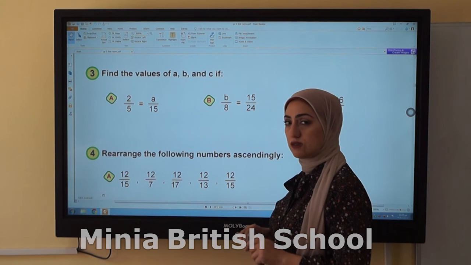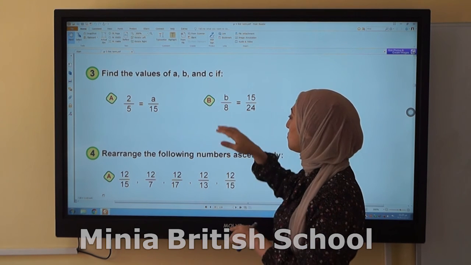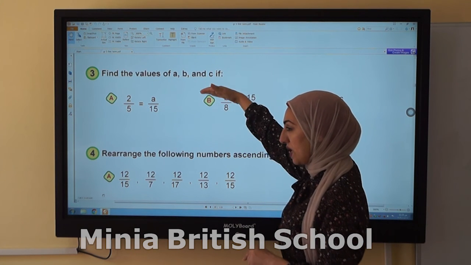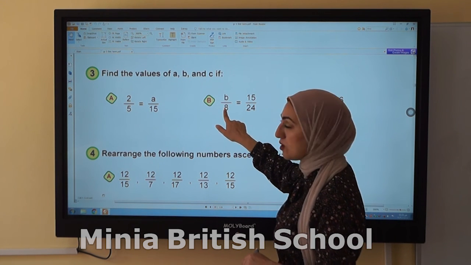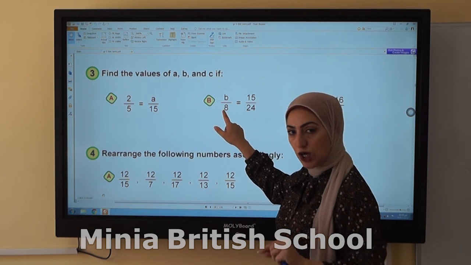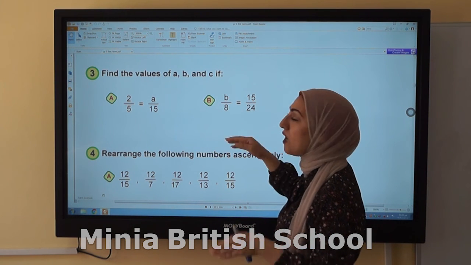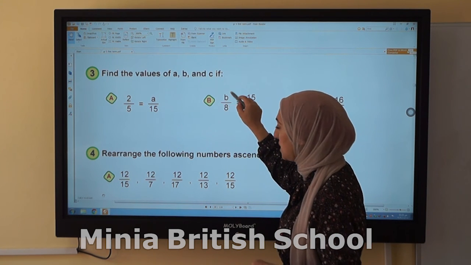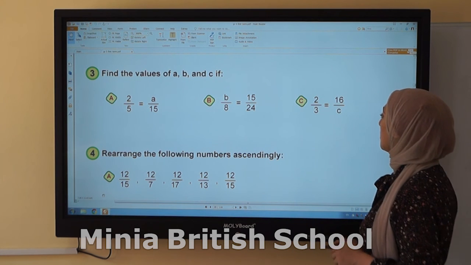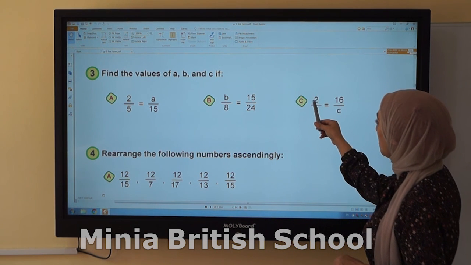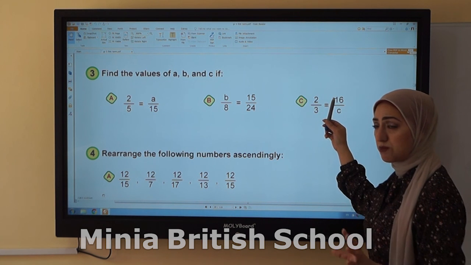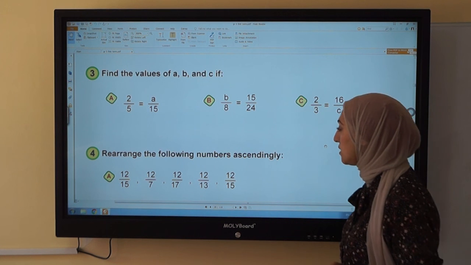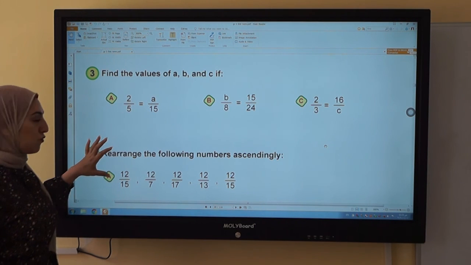Here, 24 becomes 8. Here I did the opposite because the unknown number is here. How can I get it? 24 becomes 8 by dividing by 3, so 15 I also divide by 3. It becomes 5. So B here equals 5. Here I want the value of C. 2 becomes 16 by multiplying by 8, so I multiply 3 by 8, and it will be 24. C equals 24.